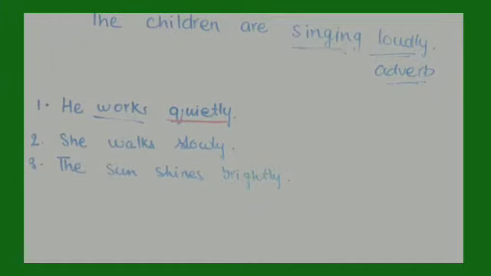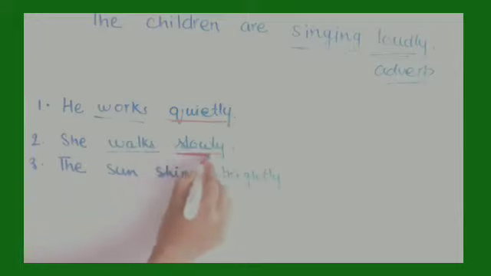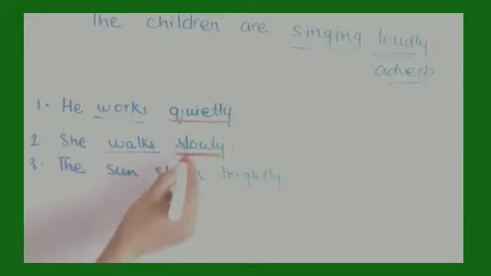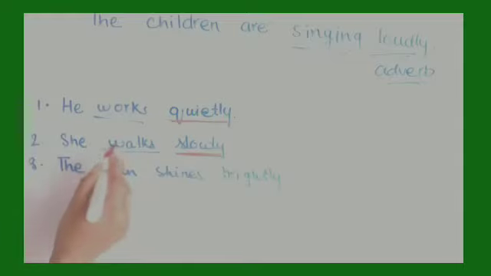Number two. She walks slowly. So where is the action word? So action word is walk. Right? And how does she walk? When you question how, we want to know how. So she walks slowly. Slowly is the adverb which adds meaning to the verb walks. Right?